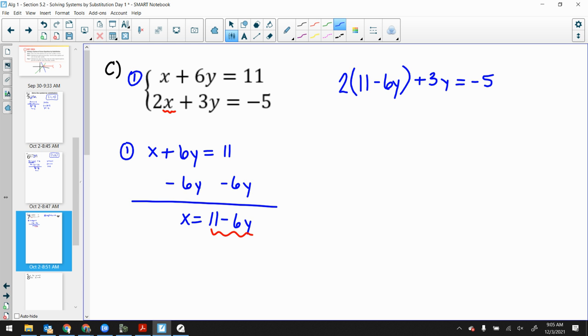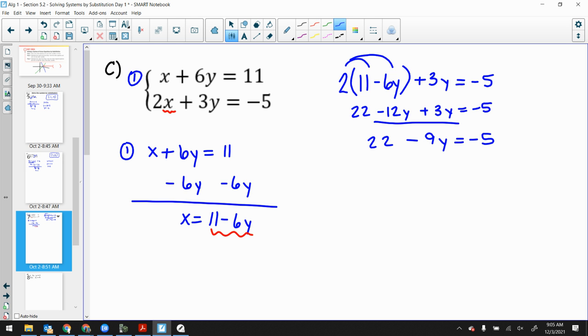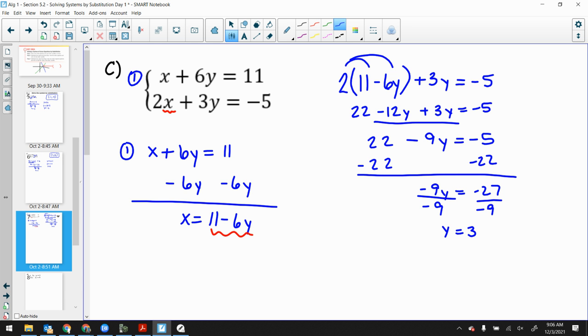Now, the reason I wrote it off to the right is because it's going to take a couple more steps than usual to solve. 22 minus 12y when I distribute. I combine like terms. I get negative 9y. Don't say minus 15y. Now I can start solving. We subtract the 22. Negative 9y is equal to negative 27. And we divide by negative 9. So y is 3.